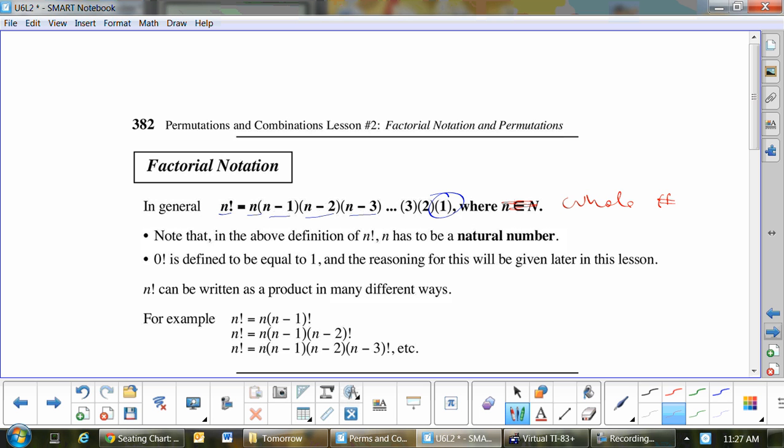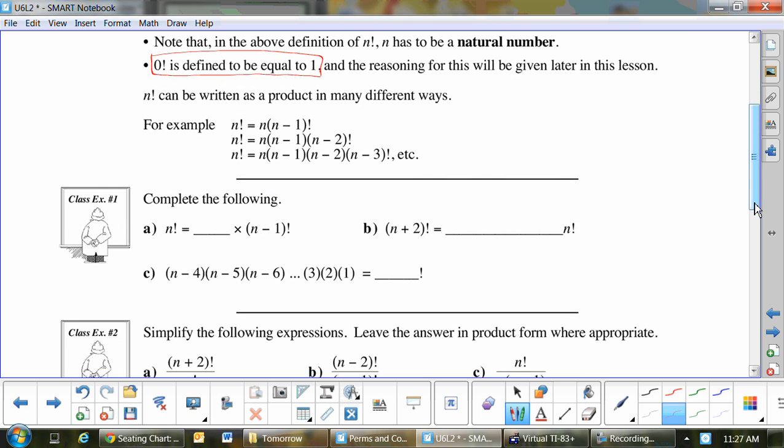That's been changed in your book. The other thing, 0 factorial is equal to 1. So if you look at these examples, n factorial is the same thing as n times n minus 1 factorial. If you don't believe me, try that. Is 8 factorial the same thing as 8 times 7 factorial? Yeah. So this is just talking about that in a theoretical case.